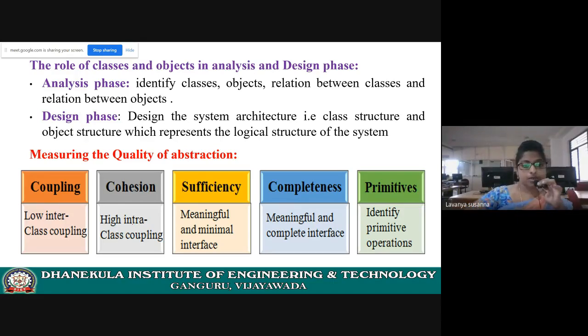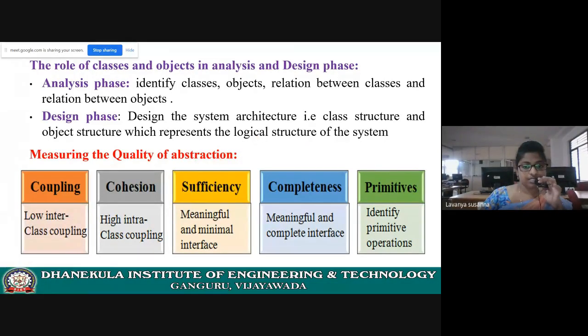Next, cohesion. Cohesion means you must group in high intra-class coupling. Here you must group related classes. Unrelated classes you should not group. Only related classes you should group, then only they can exhibit the behavior. Otherwise you will get some different behavior if you group unrelated classes. If you group unrelated classes, there will be some fractional behavior of the complex system. Remember that, this is very important. You need to group related classes only.